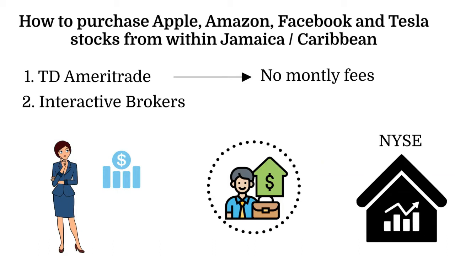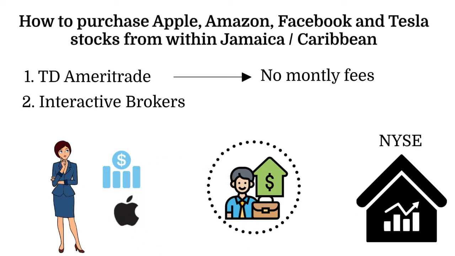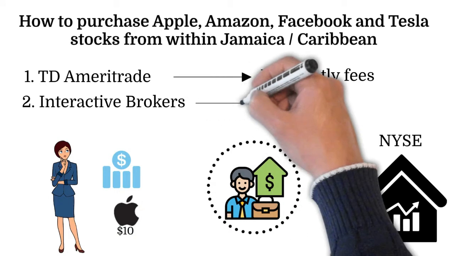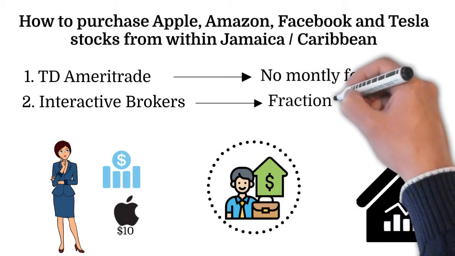One of the disadvantages of TD Ameritrade though, is that it doesn't allow you to purchase fractional shares. So what are fractional shares? Fractional shares allow you to invest as little as you can in a company. So for instance, Apple is trading at $110 per share and you cannot afford one share of Apple. If you have only $10, then with fractional shares you can invest that $10 in Apple stock. So that's the advantage of Interactive Brokers over TD Ameritrade. TD Ameritrade doesn't allow fractional purchasing of shares.